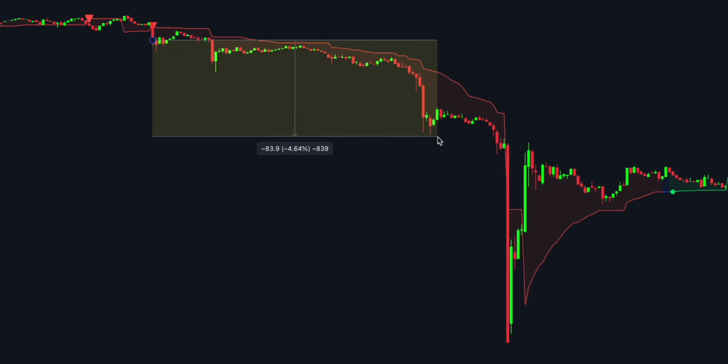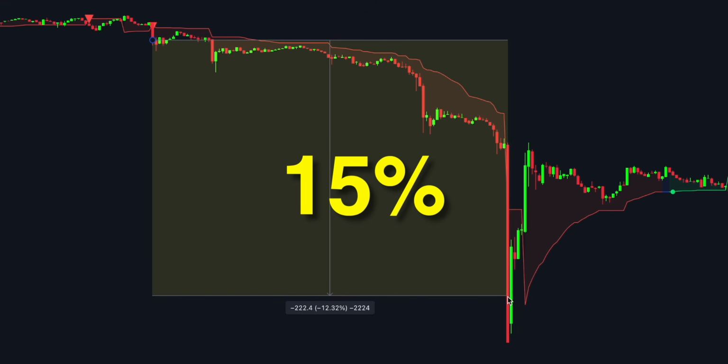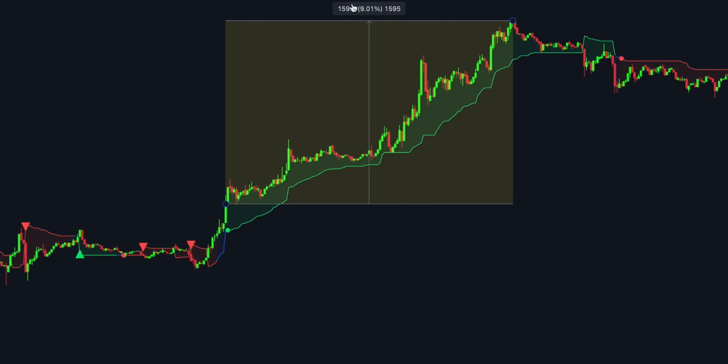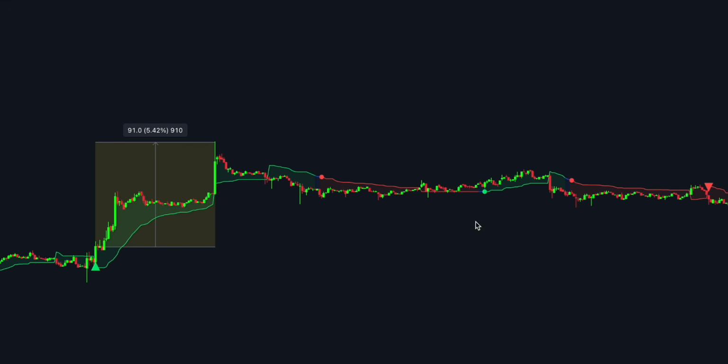This AI SuperTrend indicator predicted this recent 15% Ethereum price drop. If you had taken a short position here with a 2% risk per trade, you would have made 30% profit. Crazy, right? Check out this buy signal. A 9% price increase was caught with this magic tool.